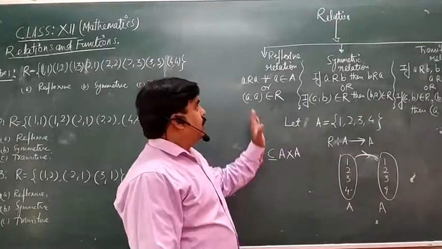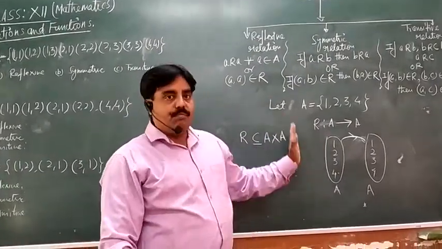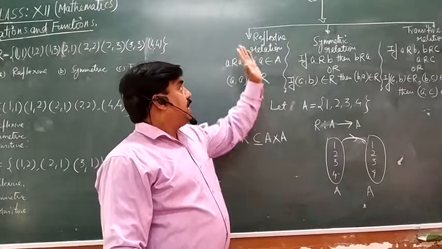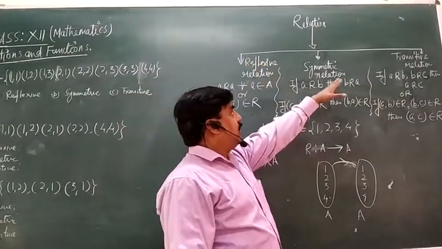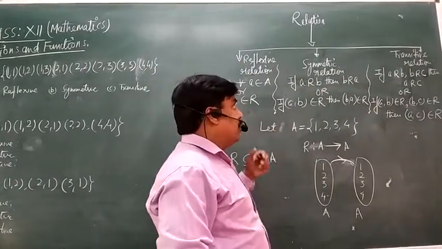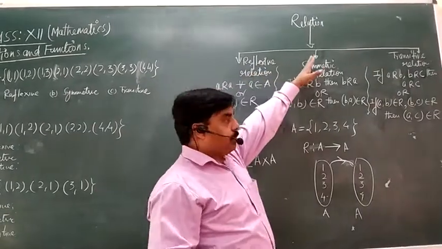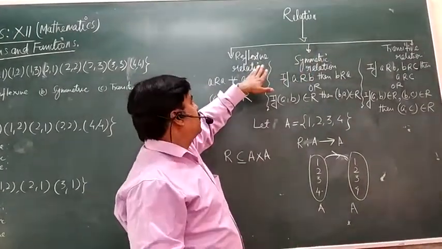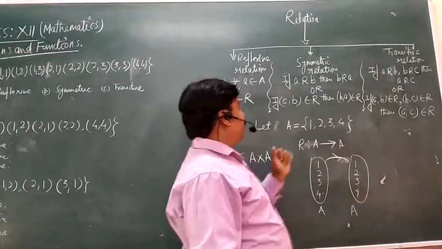Okay children, now I am taking one example. This example will help you understand when a relation will be reflexive, when it will be symmetric, and when it will be transitive. With the help of this example, we will try to understand reflexive, symmetric and transitive.